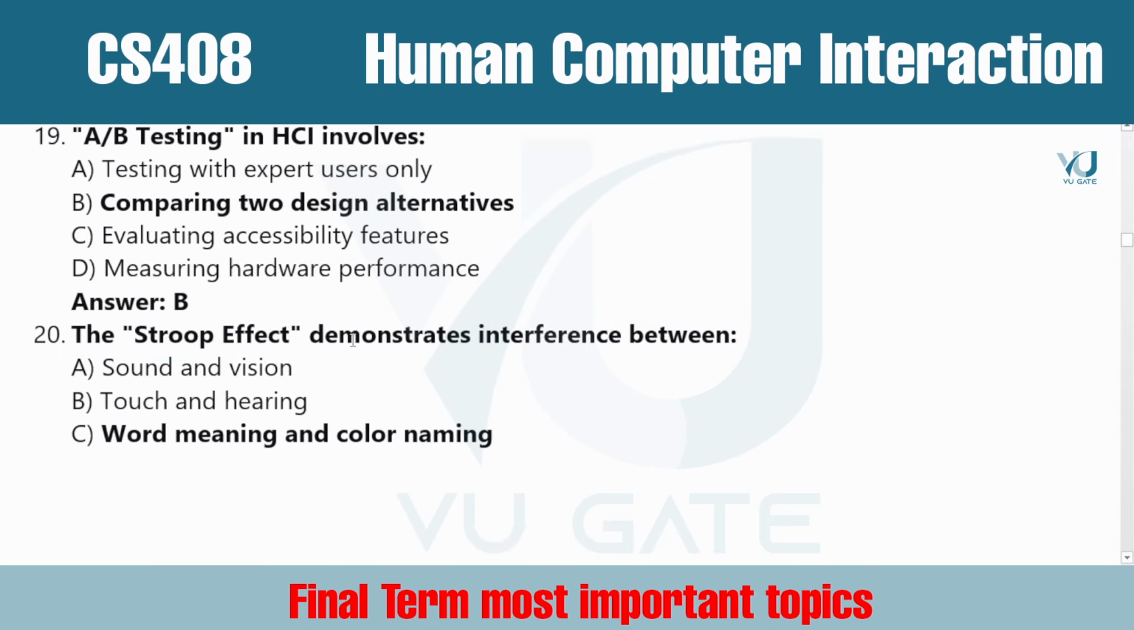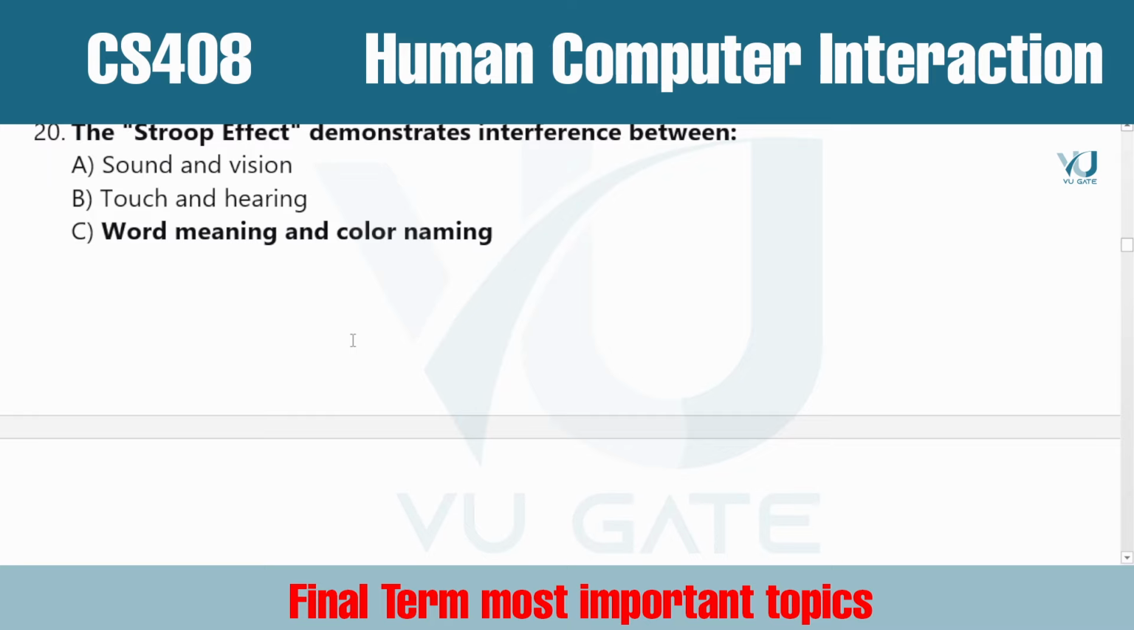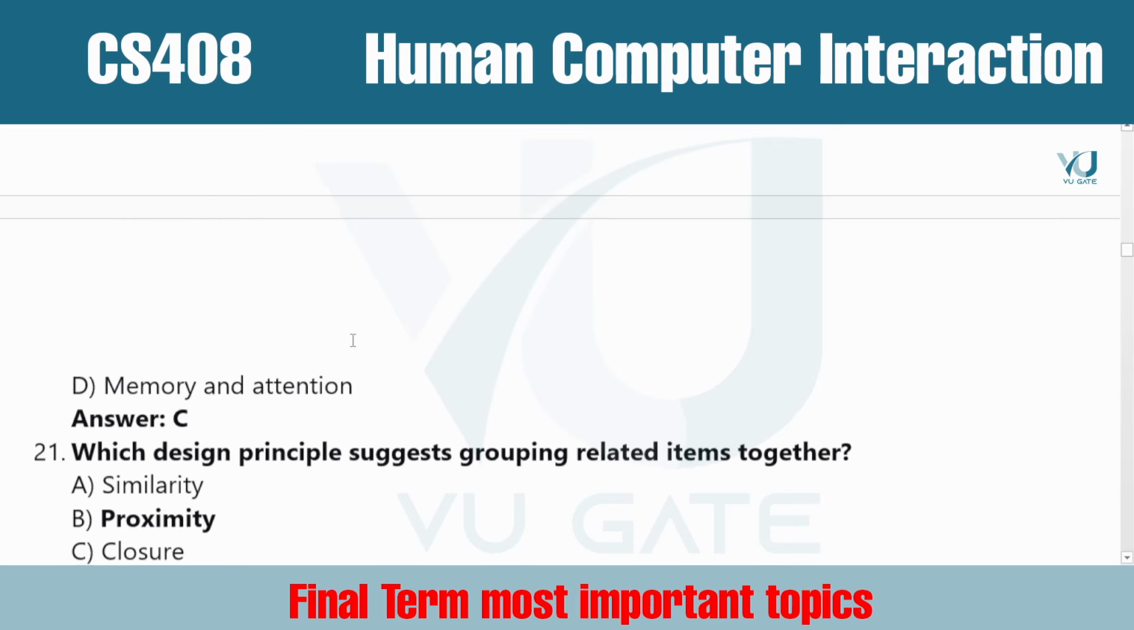Question 19. A/B testing in HCI involves. The correct answer is option B, comparing two design alternatives. Question 20. The Stroop effect demonstrates interference between. The correct answer is option C, word meaning and color naming.